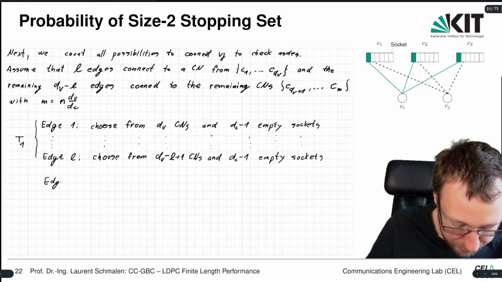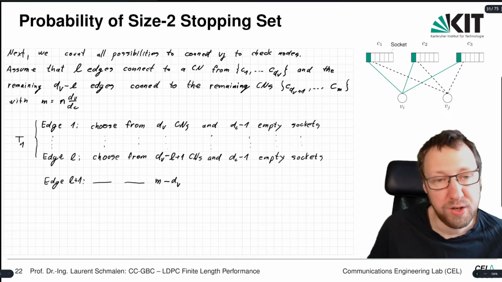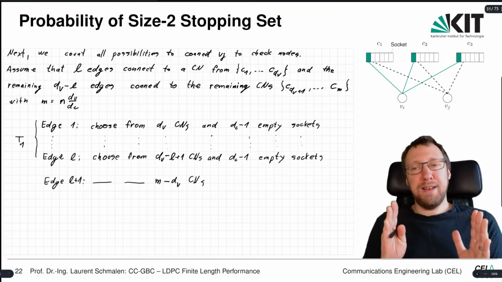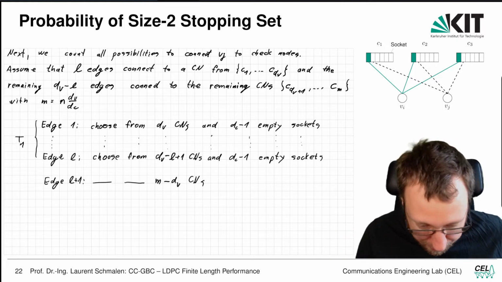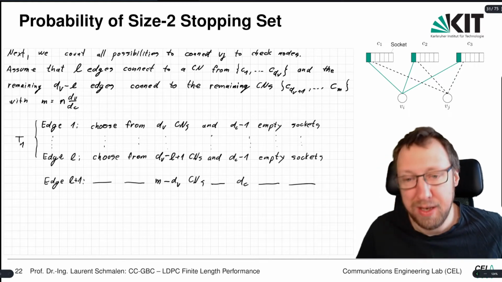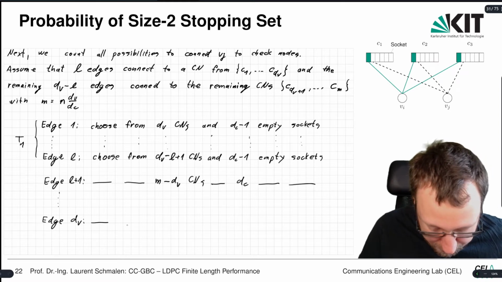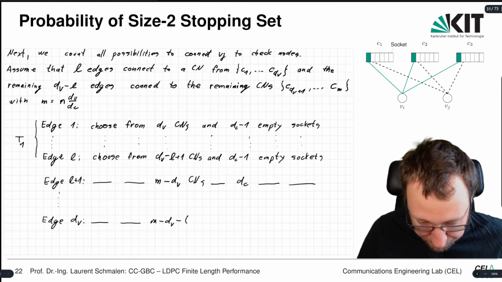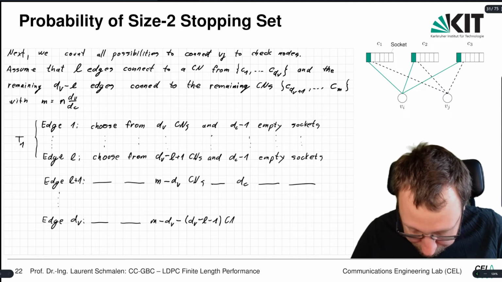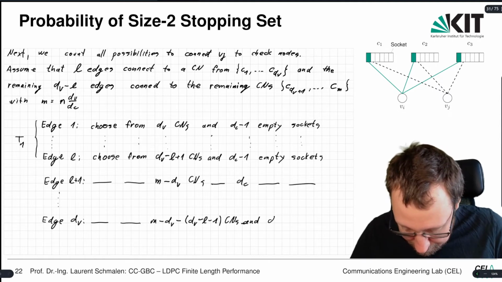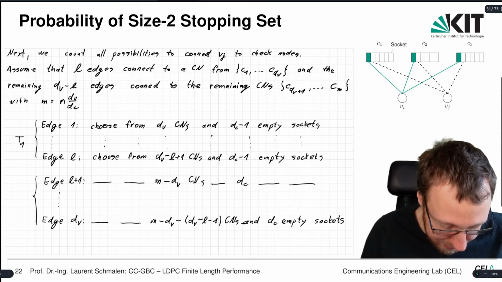Then we continue with edge L plus 1. For L plus 1, we can choose from M minus DV check nodes. So now we look at the remaining check nodes. Not at the DV that are already occupied, but the M minus DV remaining check nodes that are not yet occupied. We look at those, and for each of those, we can choose from DC empty sockets. Then we continue this up to edge DV. So we can choose from M minus DV minus DV minus L minus 1 check nodes, not counting the ones that are already occupied, and DC empty sockets. So these are T2.